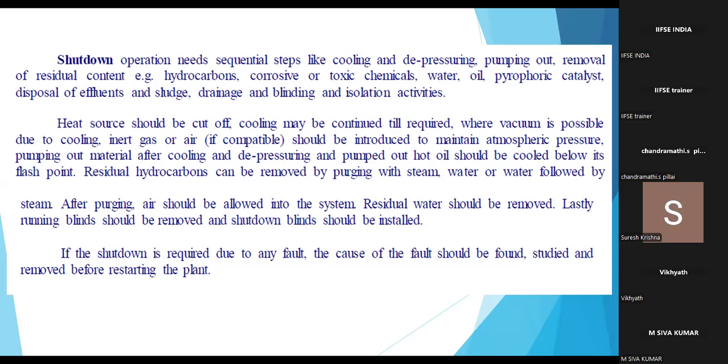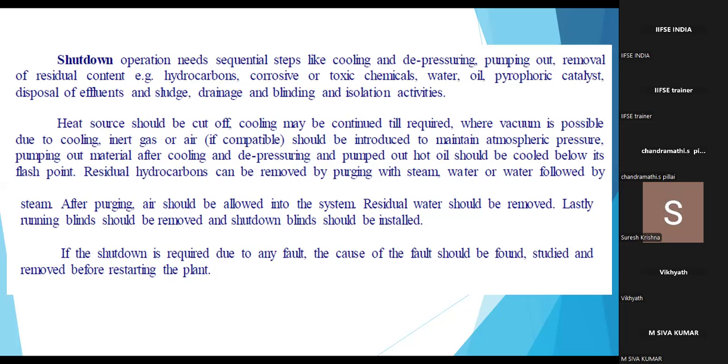So in such cases, what I do is remove the hydrocarbons with hot water or steam under purging conditions so that I can avoid accidents. And after purging, the air should be allowed into the system and residual water should be removed. And lastly, running blinds should be removed and shutdown blinds should be installed.